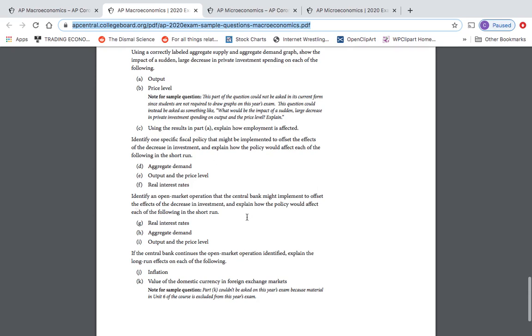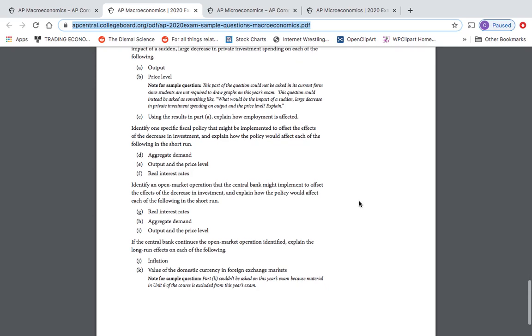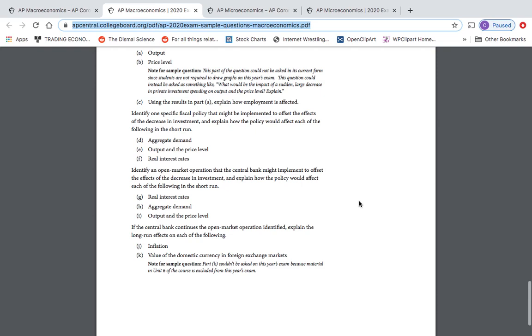The next part has to do with open market operations. So now it's monetary policy. It's the central bank. So to offset the decrease in investment, so the counter-cyclical monetary policy here, this is all based on the Keynesian transmission mechanism monetary policy. Open market operations, is it easy money or is it tight money? Expansionary or contractionary monetary policy? This is Noble 4. Noble 4, yo.